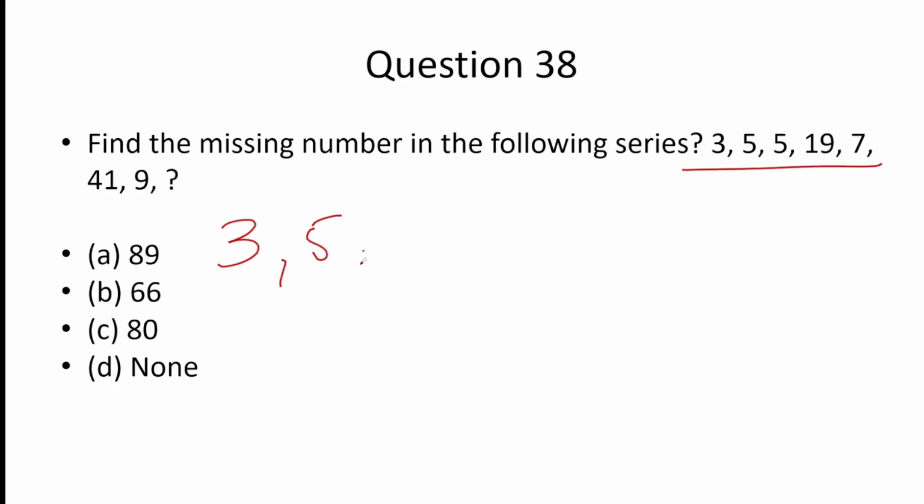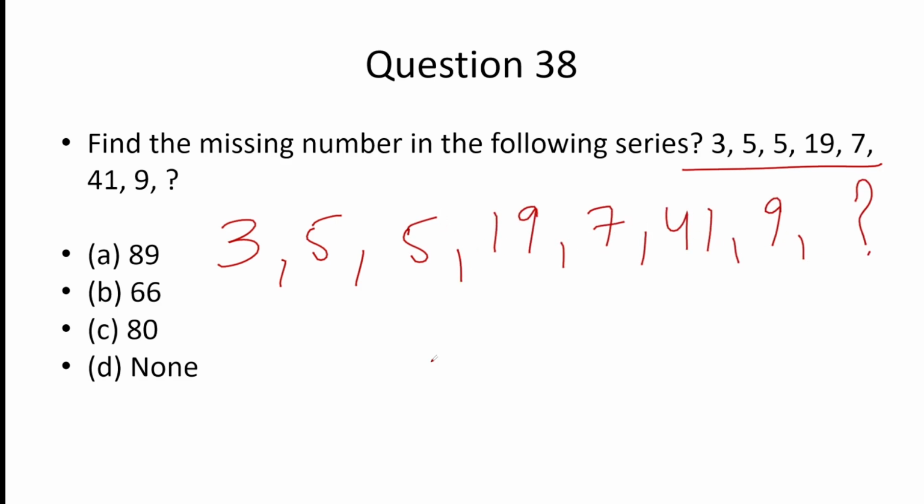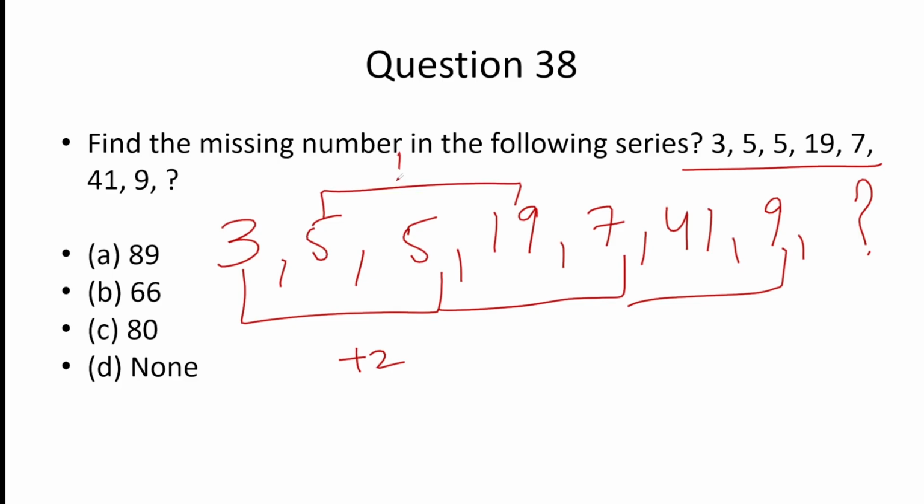So let's see the pattern. 3, 5, 5, 19, 7, 41, 9, question mark. See, this is also an alternate series, okay? So 3, 5, then 7, then 9. It is plus 2, okay? In the one alternate series, it is plus 2. And here it is 5 to 19. What is the gap? 14.